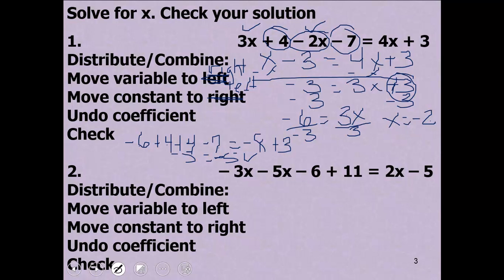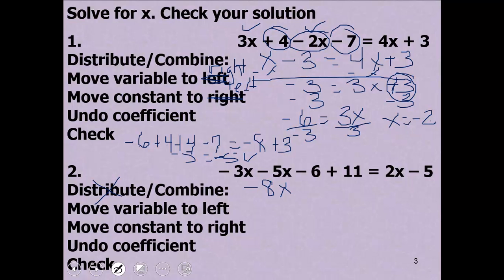I don't see any grouping symbols, so I don't have to distribute. But I do need to combine. I have negative 3x minus 5x. Those are like terms, and they're both negative. It's like I have 3 red x-rays and 5 red x-rays. That tells me I have 8 red x-rays, so that's a negative 8x.